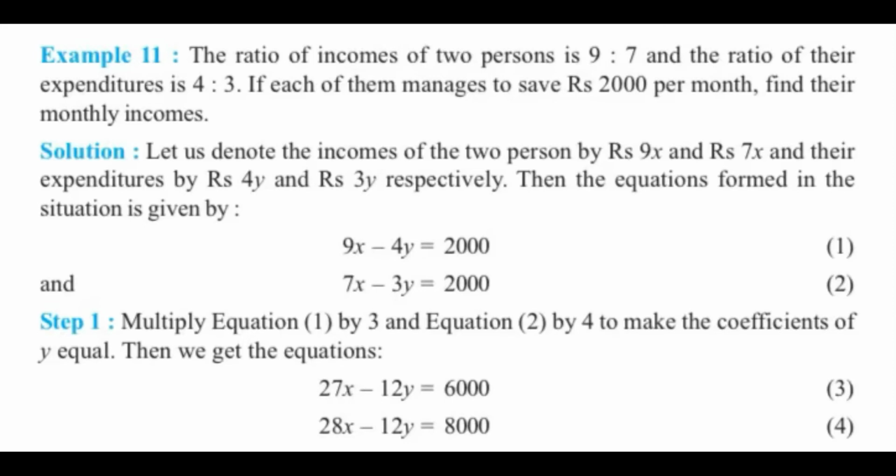We can use any method for solving these equations. So let us solve these equations by elimination method. Here you can see that the y coefficient of the first equation is 4 and of the second equation is 3. So for equating the value of y, we will multiply the first equation by 3 and the second equation by 4. On multiplying, the first equation will become 27x minus 12y is equal to 6000 and the second equation will become 28x minus 12y is equal to 8000.